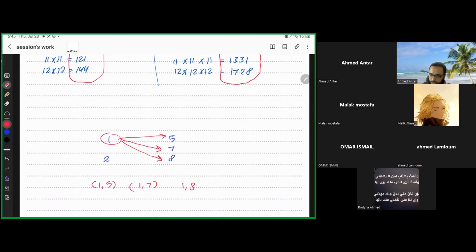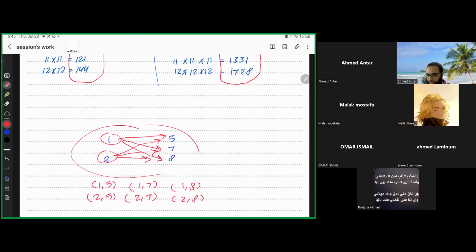1 and 8, then we go to 2 with 5, then 2 with 7, 2 with 8. So these are the Cartesian product, or the ordered pairs, from these two sets together.